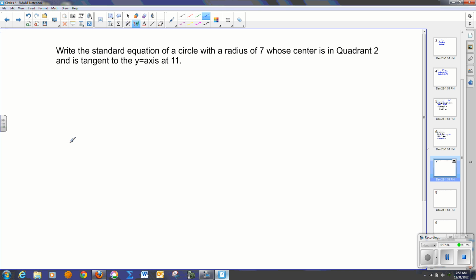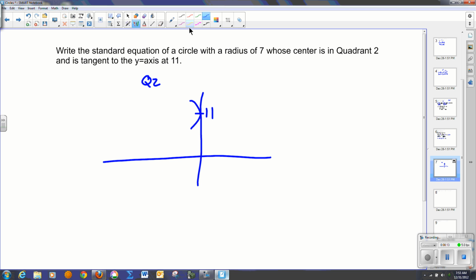So next we want to write the standard equation of a circle with a radius of 7, whose center's in the second quadrant, and the circle is tangent to the y-axis at 11. So we've got a lot going on here. I believe in drawing pictures. So I know, first of all, my center's in the second quadrant. So quadrant 2 is over here. And my circle's tangent to the y-axis at 11. So let's call this 11. And then tangent means it touches in exactly 1 point. And it also says I have a radius of 7.